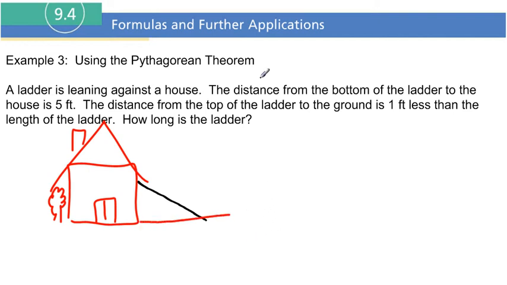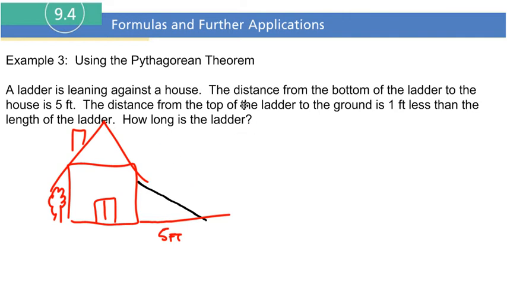Okay. So it says here that the distance from the bottom of the ladder to the house is 5 feet. So from the bottom of the ladder to the house is 5 feet. Now it says the distance from the top of the ladder to the ground is 1 foot less than the length of the ladder. How long is the ladder?